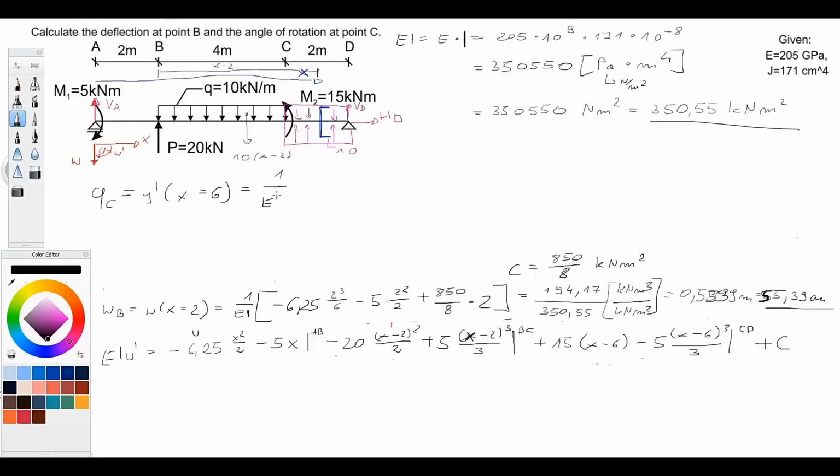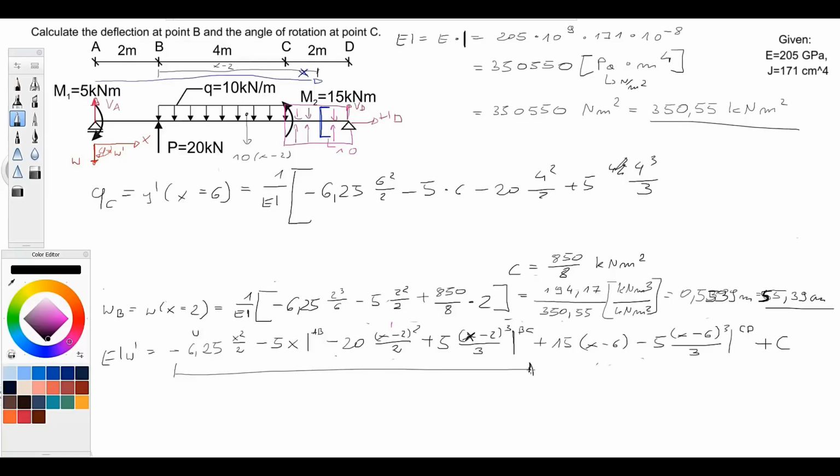1 over EI, and remember why. Minus 625 times 6 squared over 2, minus 5 times 6 minus 2, 4 squared over 2, plus 5, 4 cubed. Sorry, 4 to the third. And that's it, because point C belongs to section BC. So we take BC and everything before BC. We don't take from this, obviously, even if we substituted it. So we have x equal to 6, 6 minus 6, 0, plus C. And then we take plus 858.